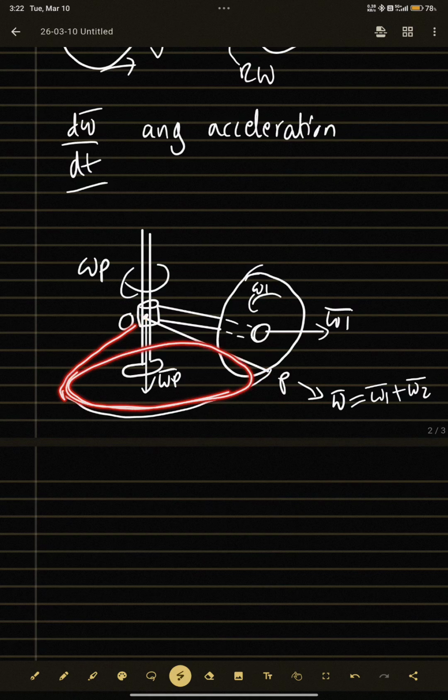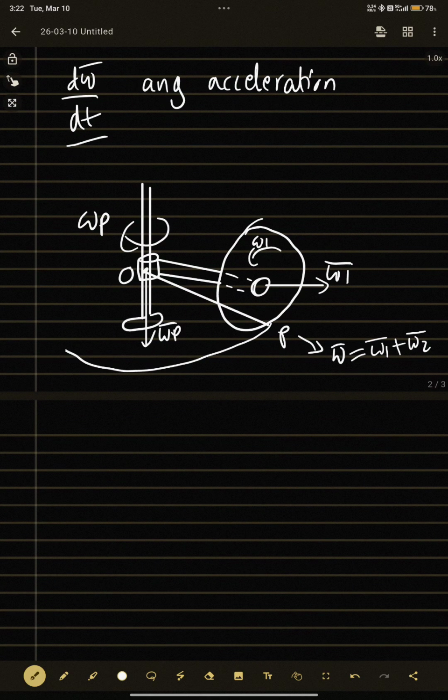How to know which one is space cone and which one is body cone? How to know which one is space cone? So first we will try to understand how to know which one is space cone. When you want to understand what is space cone, ask two questions. पहला question, net omega कहाँ पे है? What is the total omega?